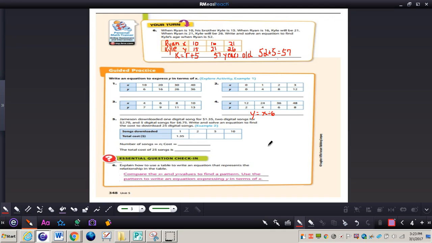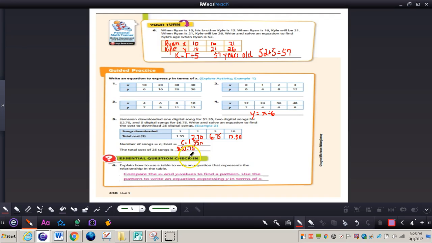Now what I would like you to do is number 5. Complete that whole problem, and when you're finished I'll have the answer for you. So I want you to work on that now. Okay, so you can see for number 5, the number of songs equals n, and cost equals $1.35 times n. That would be the equation. And then what's the total cost of 25 songs? We take $1.35 times 25, which gives us $33.75.